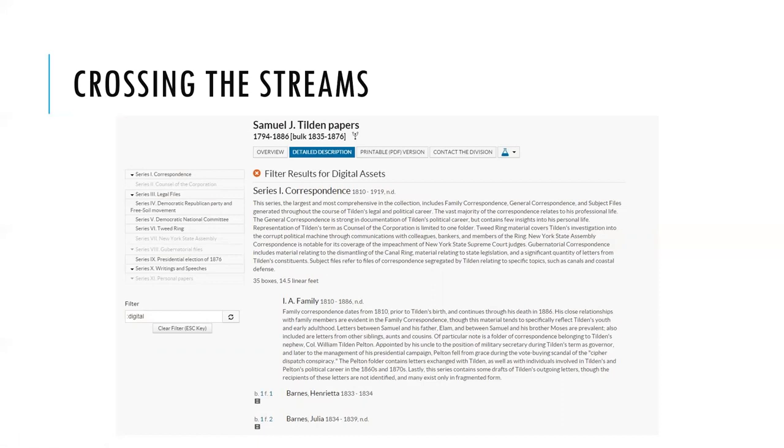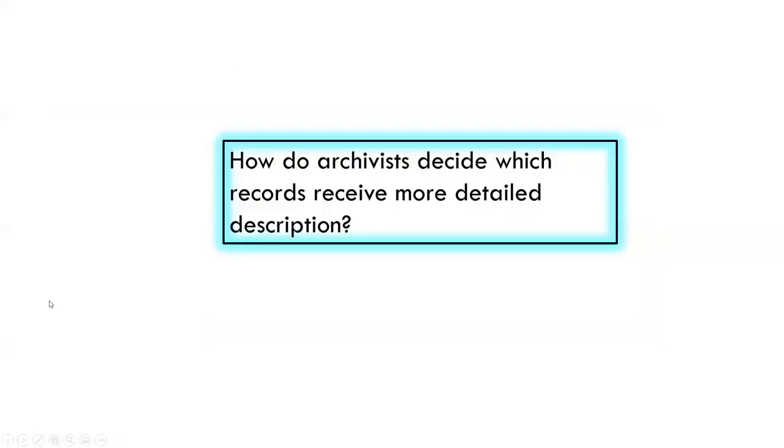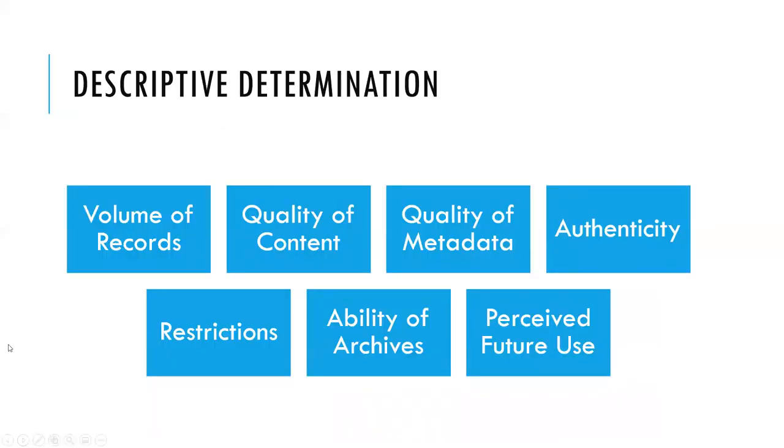So value judgments is something that we have talked about a lot in this class, and it really leads to the question of how do archivists decide which records receive more detailed description. So we've talked about looking at things like perceived future use and the quality or importance of the content, but there are a few other possible determinants that may lead archivists to describe records at one level as opposed to another.